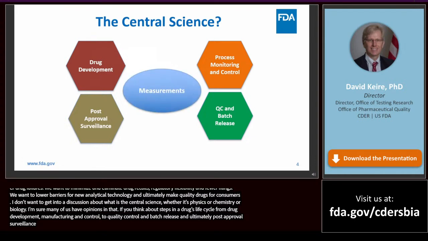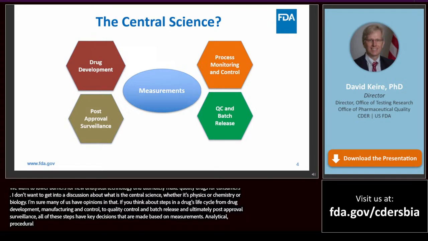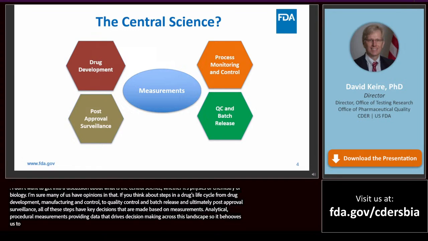all of these steps have key decisions that are made based on measurements. Analytical procedure measurements are providing the data that drive decision-making across all this landscape. So it behooves us to have the most reliable and robust measurements that we can get, and that's really the focus of Q2R2 and Q14.